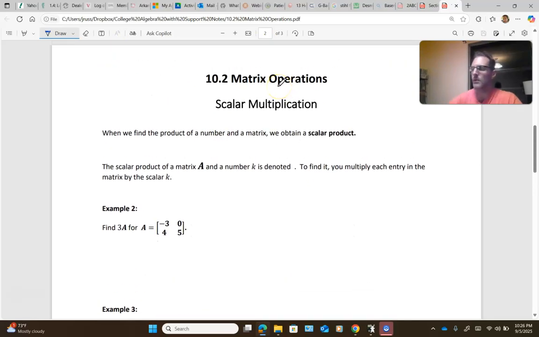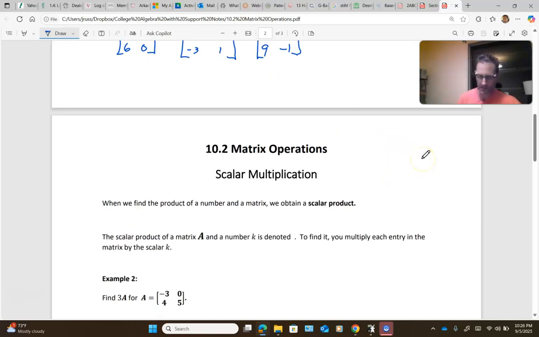Okay, so scalar multiplication. So what does that mean? A scalar, guys, is a number that scales the matrix. Let me give you an example here.